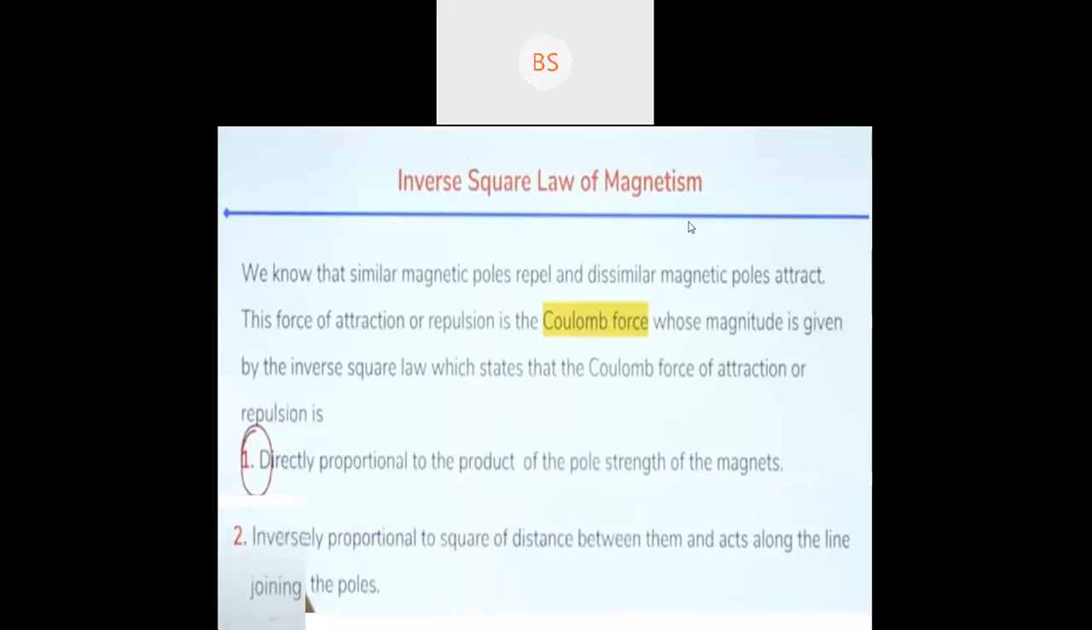Inverse square law of magnetism. This is not in your textbook, but these are certain terms you should know, so I am explaining this. Okay.